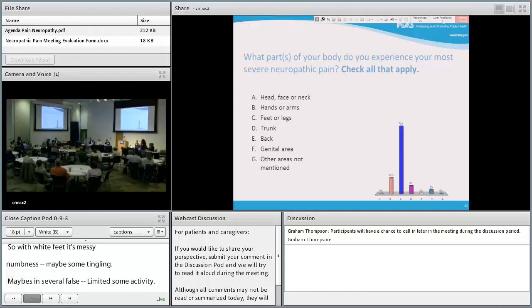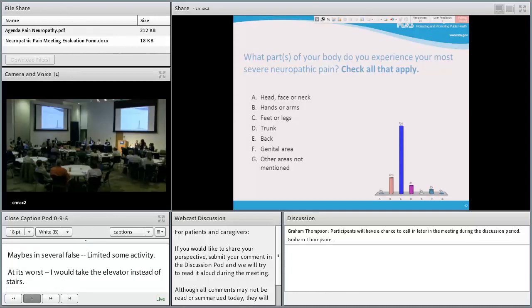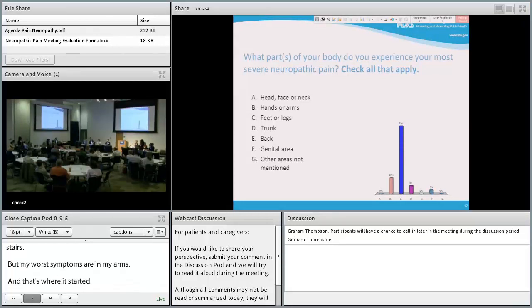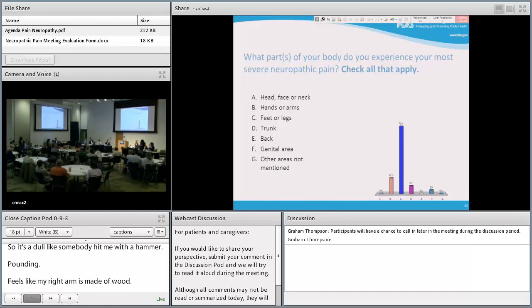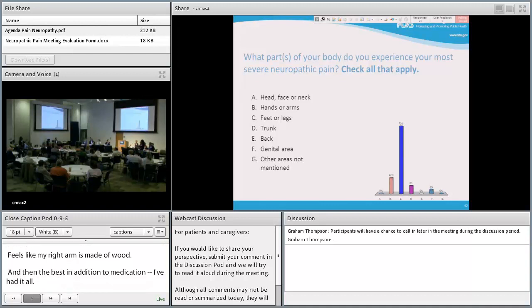But my worst symptoms are in my arms, and that's where it had started. And so it's a dull, like somebody hit me with a hammer, pounding. Feels like my right arm is made out of wood. And then the best, in addition to medication, I've had it all, but I'm currently on Motrin and Neurontin and biweekly IVIG treatments.